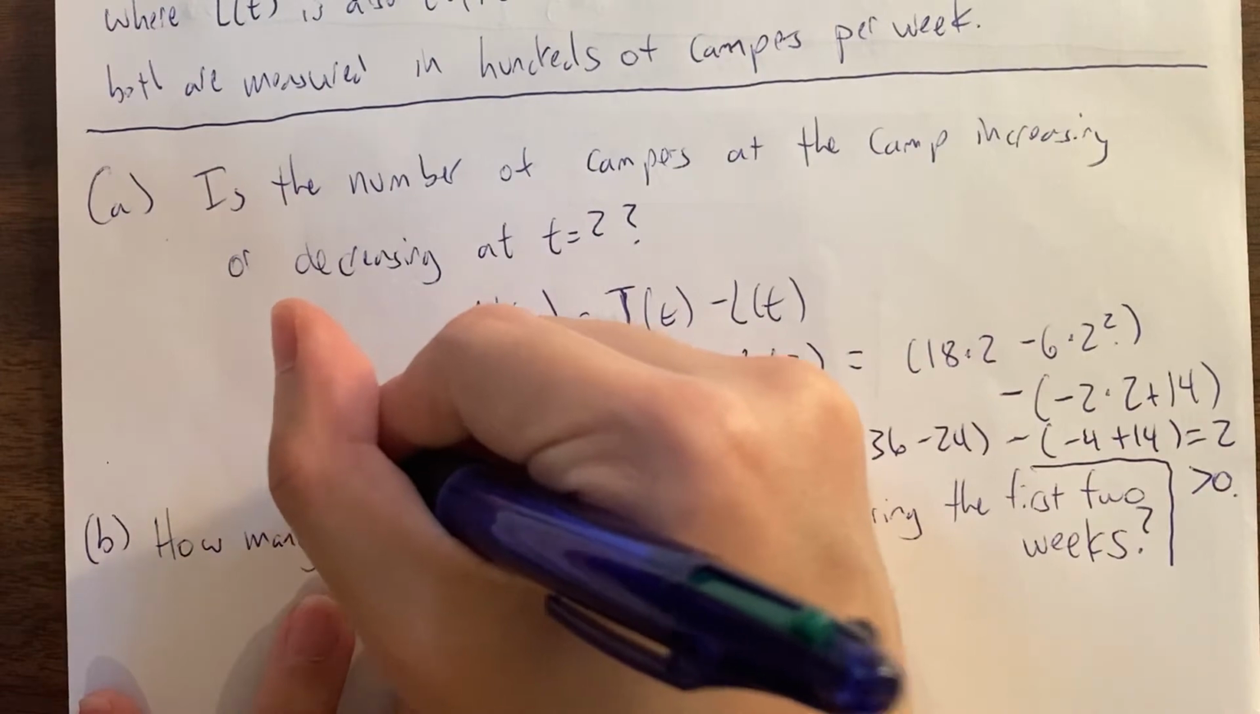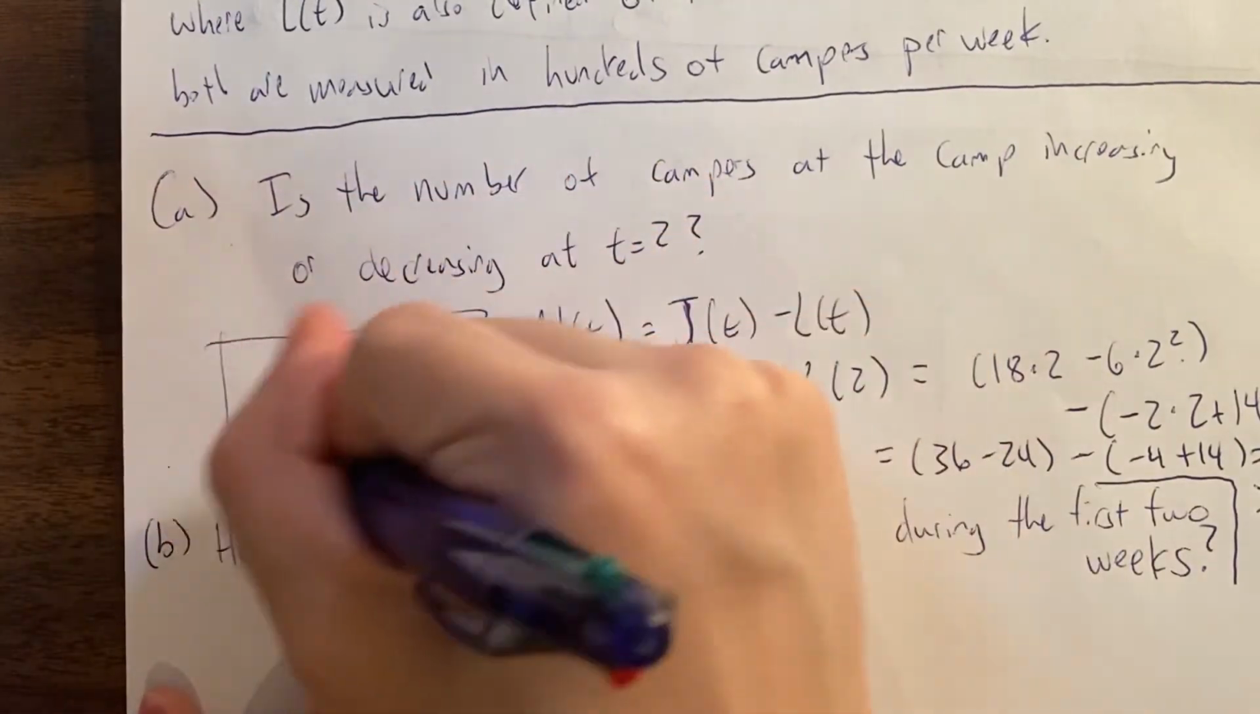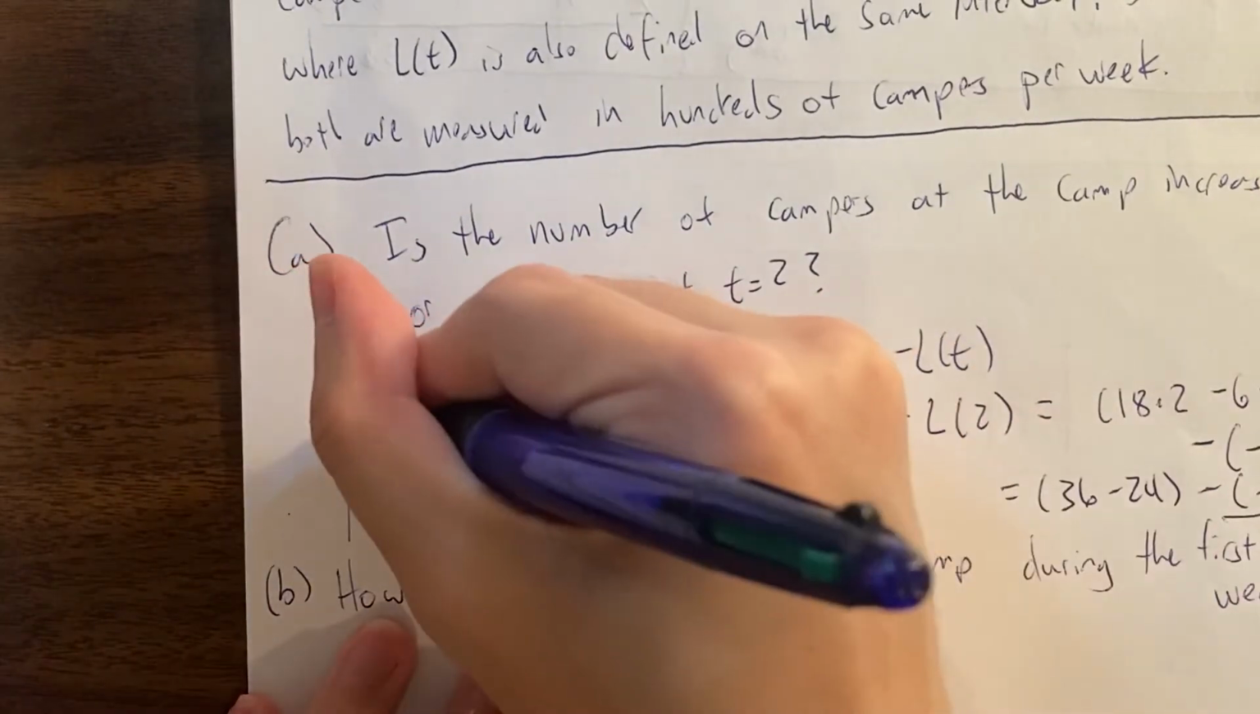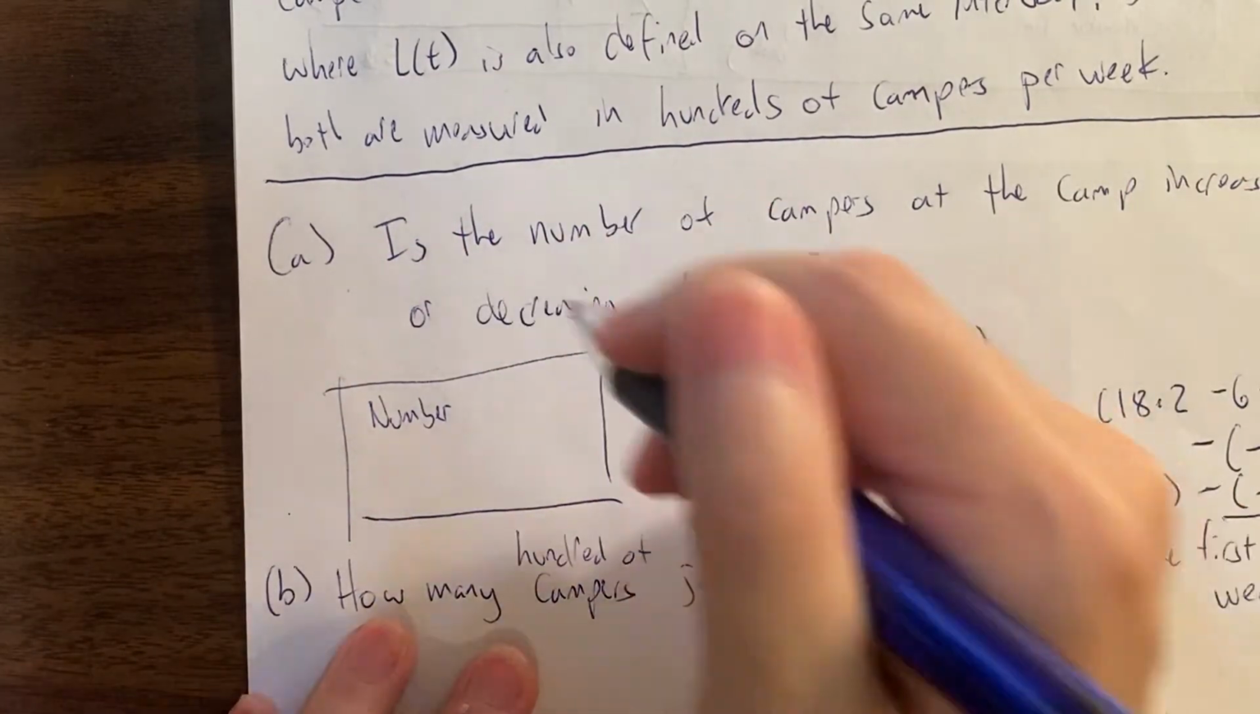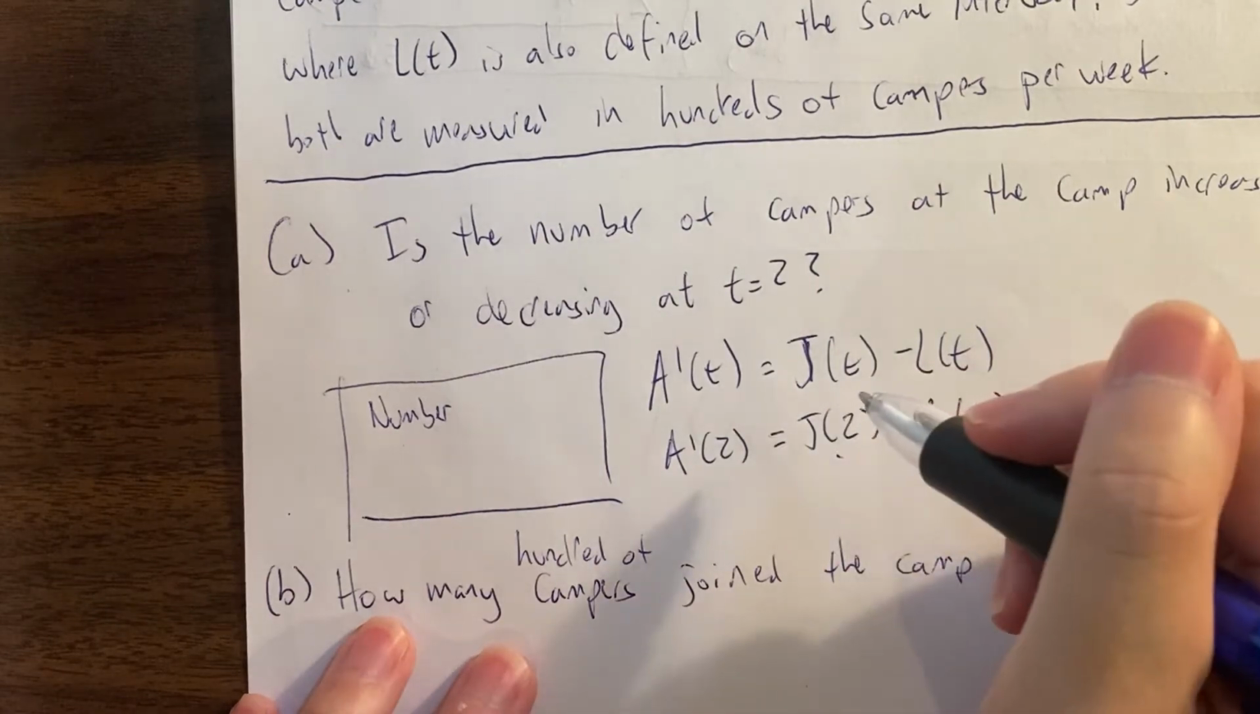So the number of campers, we'll just write it in this box right here. There's a lot of space here. Might as well make use of it. Number of campers is increasing because rate in minus rate out at 2 is greater than 0. So that means rate in is bigger than rate out.